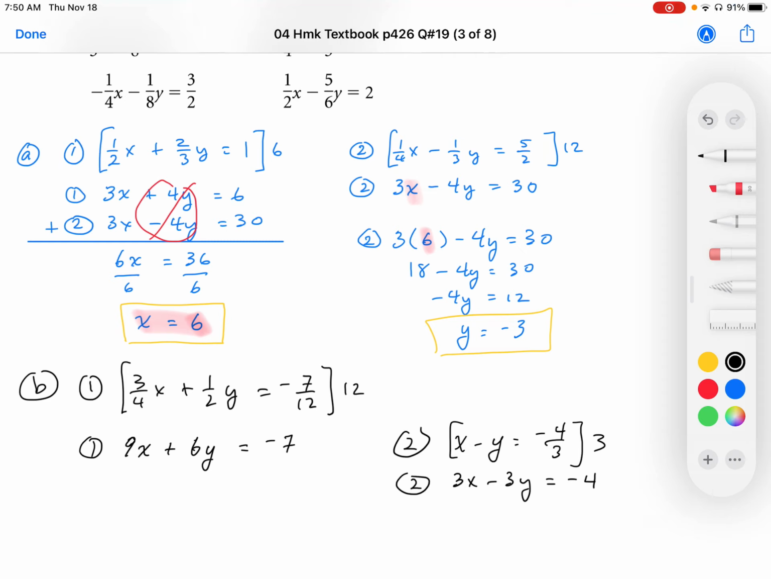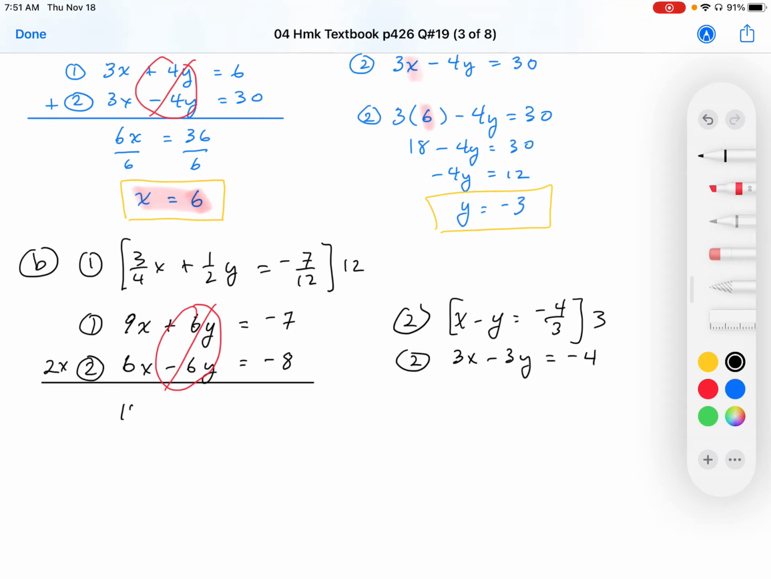So it looks like I can match either x or y. I'm going to match the y variables. So I'm going to take equation 2 and I'm going to multiply it by 2. So I get 6x minus 6y is equal to negative 8. So remember, you have to multiply both sides of the equation. Every term gets multiplied by 2. By doing that, I've now matched the coefficients. So these are 0 pairs, so they cancel out.